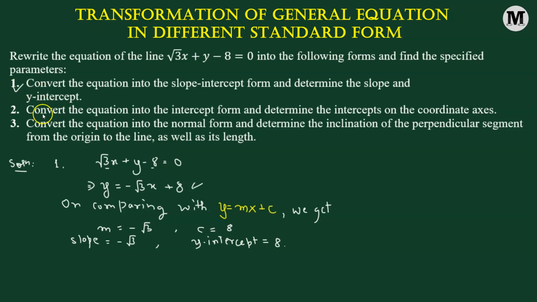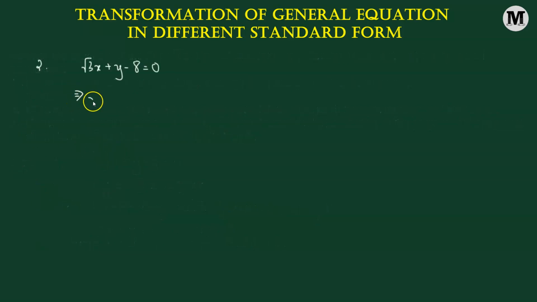Let's move on to the second part of the problem, where we need to convert the equation into the intercept form and then determine the intercepts on the coordinate axis. Okay, so let us begin with number 2. To begin with, we're going to keep the first term as it is. So we have square root of 3 multiplied by x plus y, and we're going to transpose the third term, which is negative 8, to the right hand side to get positive 8. Now let's divide throughout by 8 such that we have square root of 3 times x all divided by 8 added to y over 8, and that's going to be equal to 1.